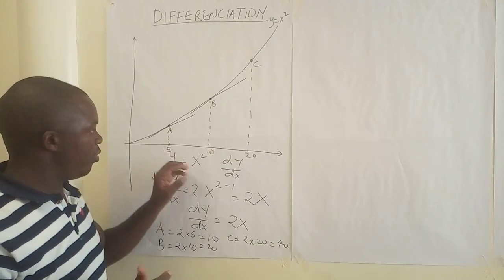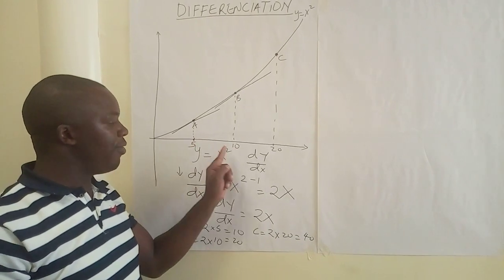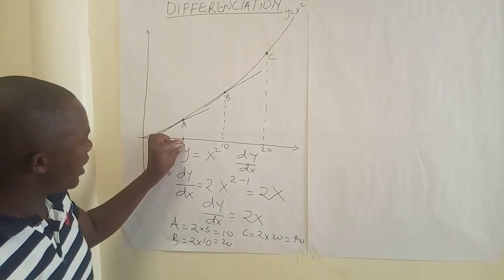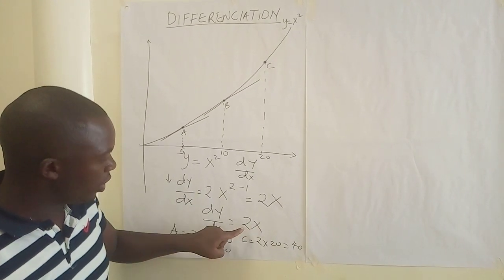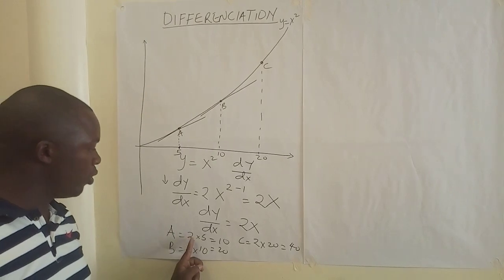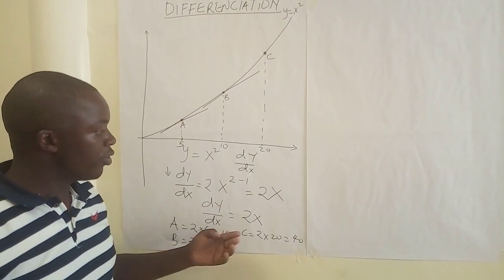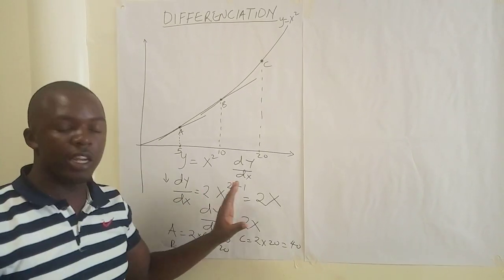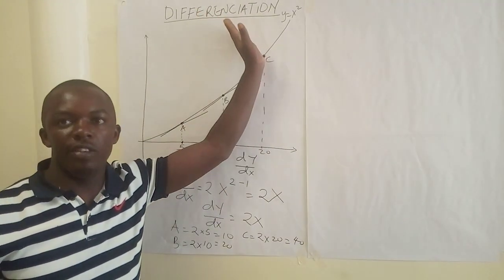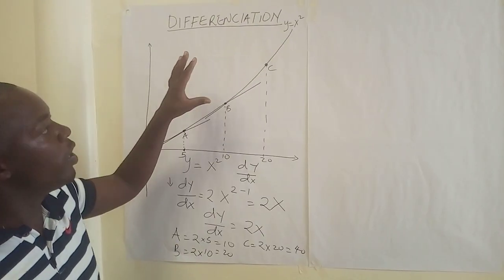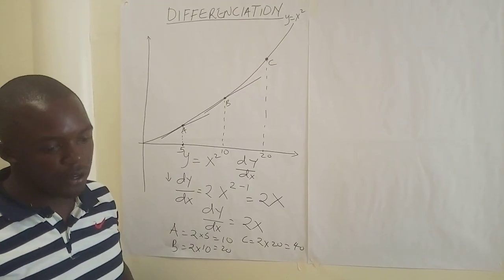So it means, assuming the points A, B, C have x values 5, 10, and 20, I can get the gradient at that point by just substituting in this gradient function. So the gradient function is 2x. So it's going to be 2 times 5, which is going to be 10. At point B, the same. At point C, the same. So this is the simplest way of getting the gradient function, and the process of getting the gradient function is called differentiation. So in this topic, we are going to get the gradient functions for each case, and that process is going to be called differentiation.